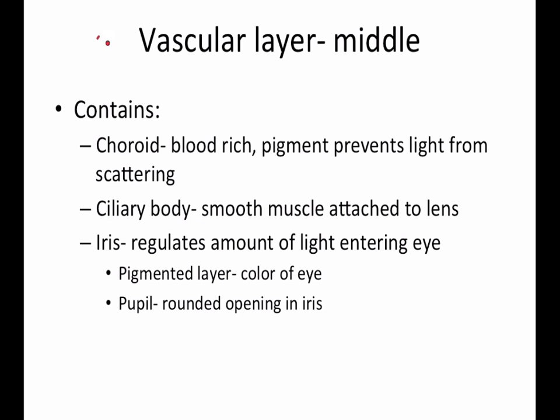The second part of the eye is the vascular layer. So the first was fibrous, second is vascular. This is the middle part of the eye. So this contains the choroid, which is a blood-rich pigment that prevents light from scattering. Okay, in addition, we have the ciliary body, which is the smooth muscle that's attached to the lens. The iris, and the iris is the part that regulates the amount of light that enters the eye, and it's also the pigmented layer of the eye, and the pupil is the rounded opening in the iris.